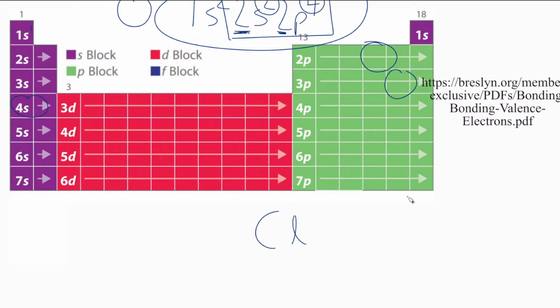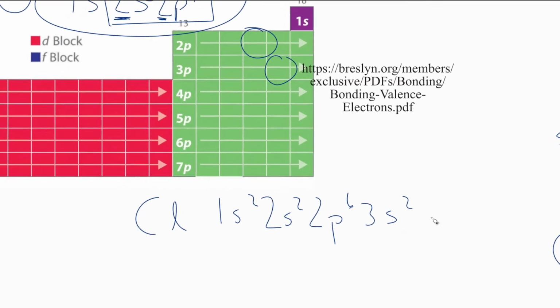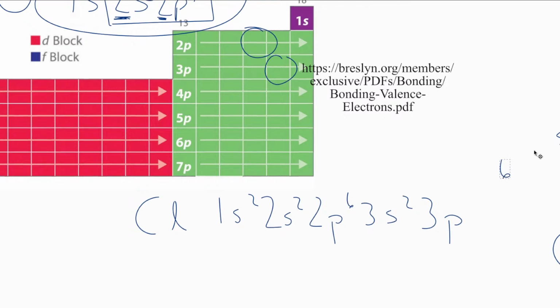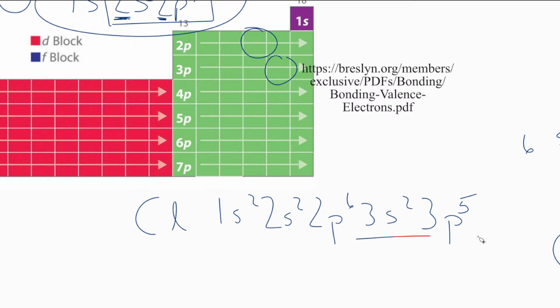Chlorine would be atomic number 17, so 1s2, 2s2, 2p6, 3s2, move over, 3p6. We've used, actually, that's 20, so we actually need to have a 5 here, so they all add up to 17. So that's our chlorine, and chlorine has 7 valence electrons. So if it gets 1 more, it's stable.